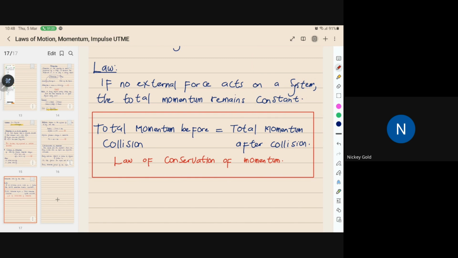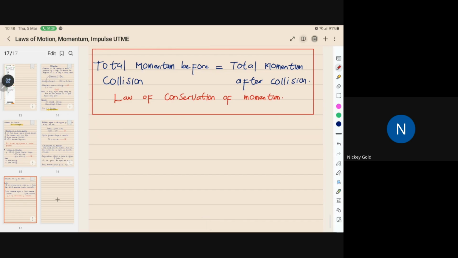Now, mathematically, are you there? A thumbs up if you're with me. Mathematically, this thing means that you have two formulas. The first one, yeah, thumbs up. Benita, a thumbs up. Are you with me, Benita, at all?